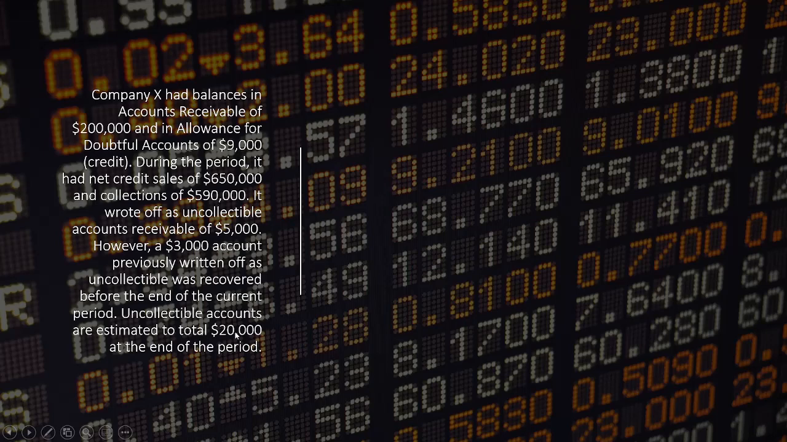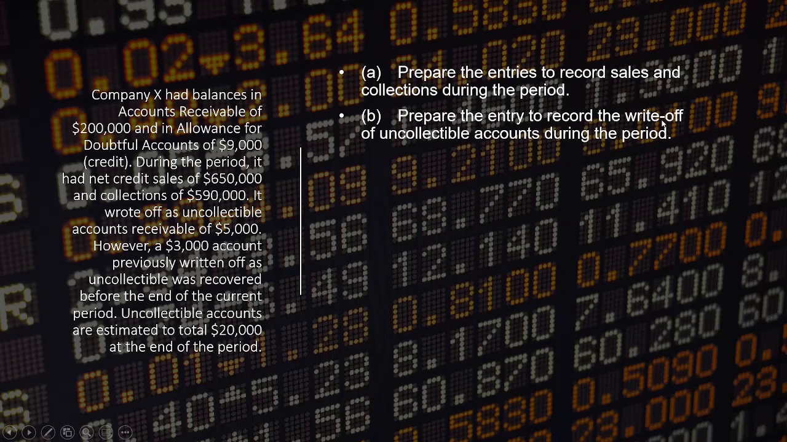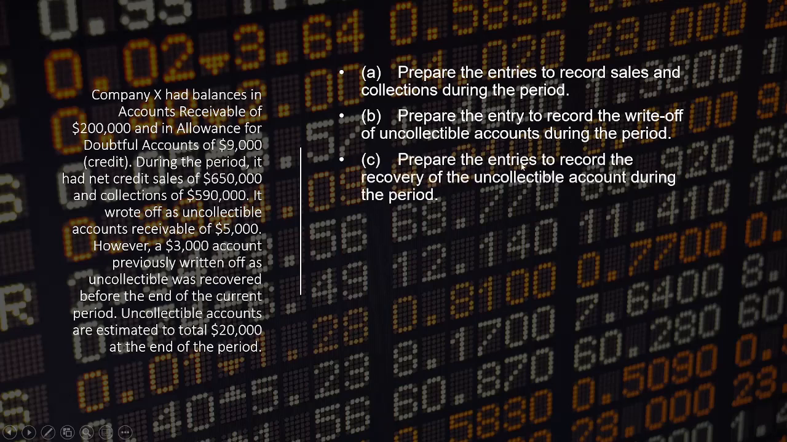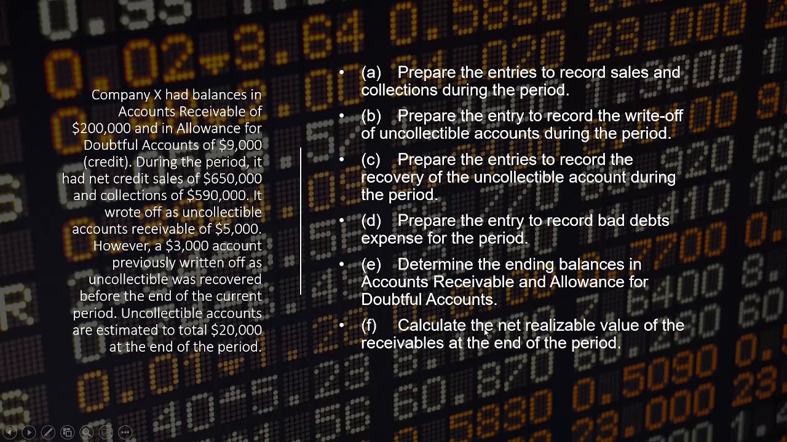Let's look at what they want us to do. They would like us to prepare the entries to record sales and collections during the period. Prepare the entry to record a write-off of uncollectible accounts during the period. Prepare the entries to record the recovery of uncollectible accounts during the period. Prepare the entry to record bad debts expense for the period. Determine the ending balance in accounts receivable and allowance for doubtful accounts. Calculate the net realizable value of receivables at the end of the period.